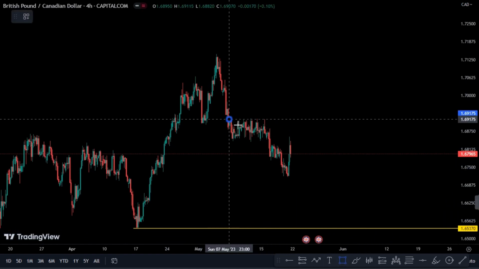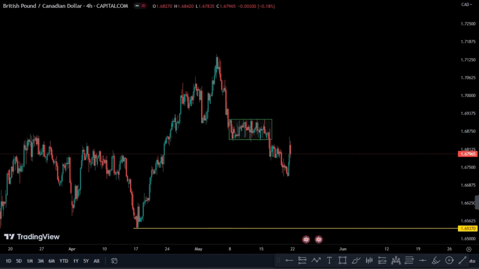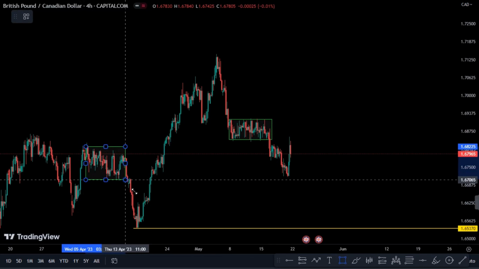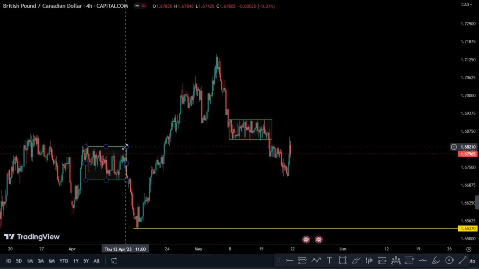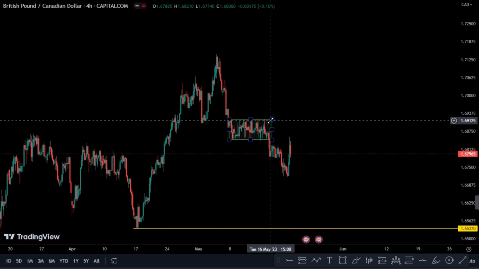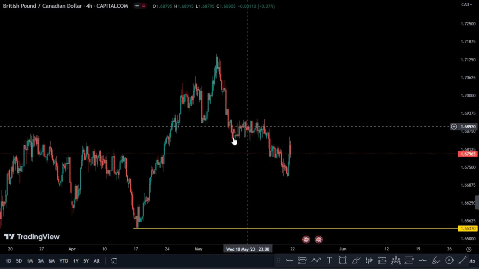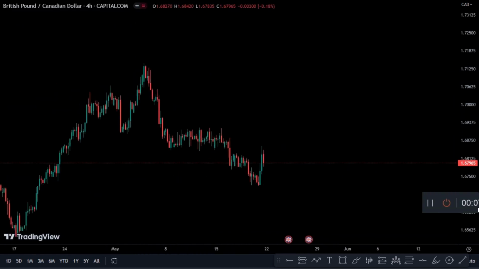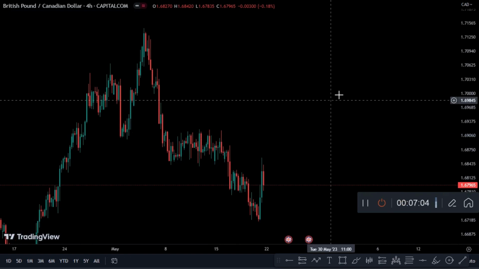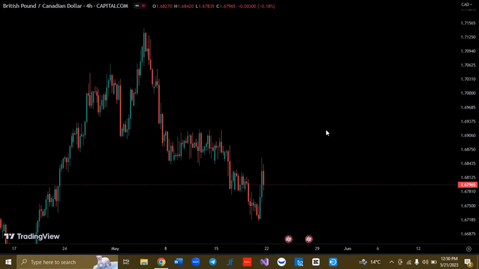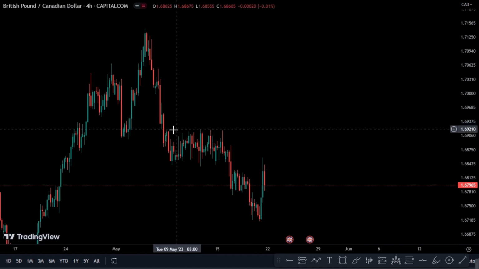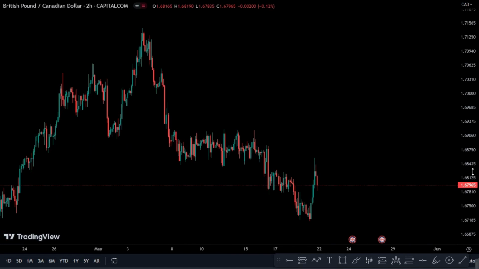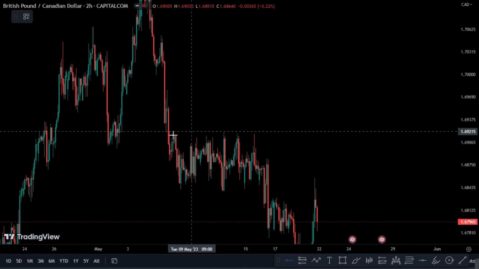Okay, so we can see that this was a consolidation phase here, and this also was a consolidation phase right there. Okay, so let's start with this one here and make an example out of it. Let me just remove this line here. Okay, so we can see that we are on a, sorry, we are on a 4 hour time frame here, and we have this consolidation phase that is kind of unclear on a 4 hour.